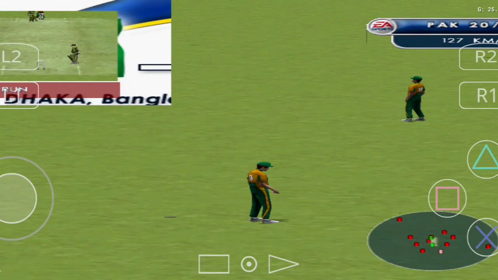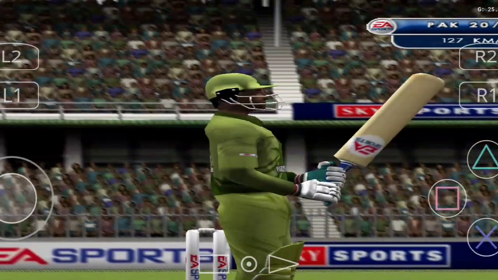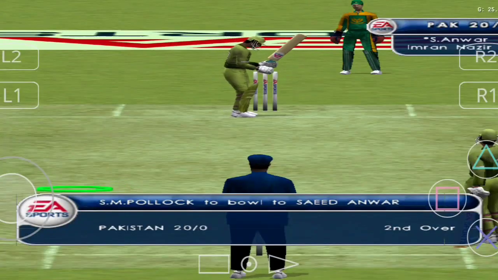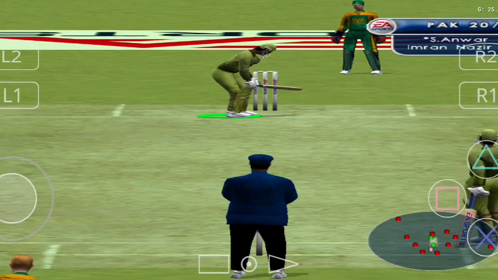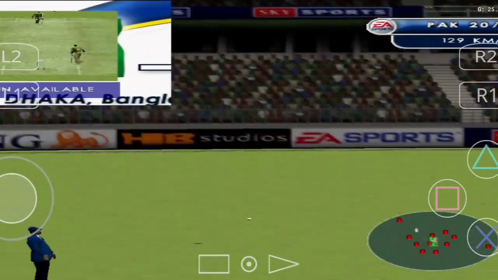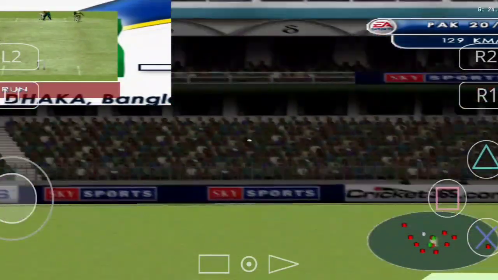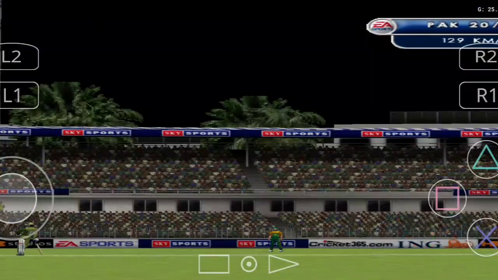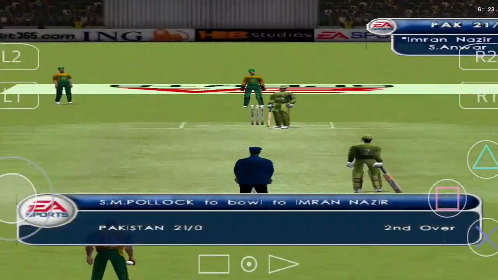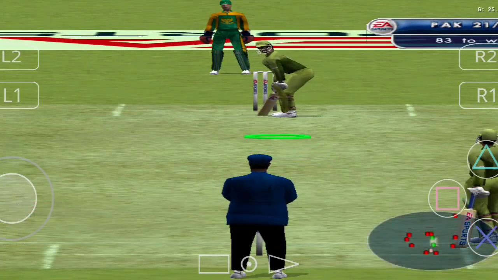Stopped by Cullinan. That's 10 off the over now. There should be some runs here. The total is now no wicket for 21. Imran Nazir waiting at the striker's end.